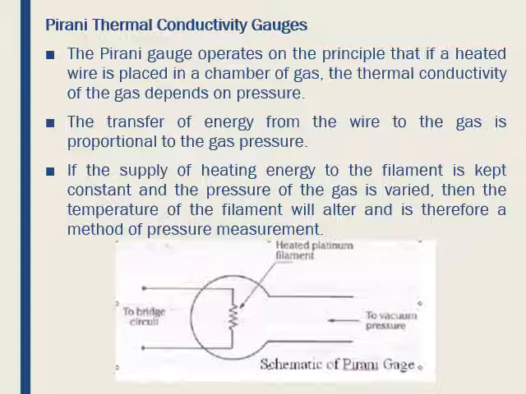Pirani thermal conductive gauge. It works on the principle that if a heated wire is placed in a closed chamber of gas, the thermal conductivity of the gas depends on the pressure. The transfer of energy from the wire to the gas is proportional to the gas pressure. If the supply of heat energy to the filament is kept constant and the pressure of gas is varied, then the temperature of the filament will alter and is therefore a method of pressure measurement.